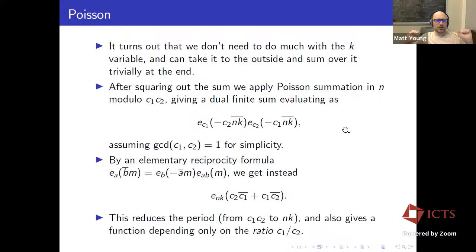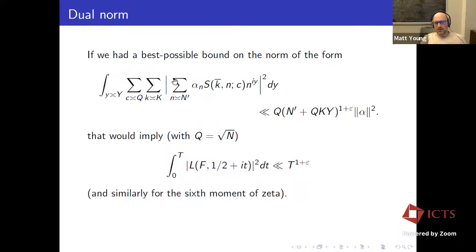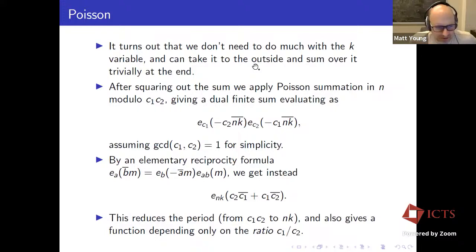Now, we did this Poisson summation in K, and we have this K on the outside. After we do it like this, there's very little we can do with K, so we're just going to take it to the outside, although we did try to squeeze out some cancellation in the K variable as much as we could. After you square out the sum and apply Poisson summation, mod C1, C2, you can evaluate the sum exactly. It's quite nice, and at least in the case where C1 and C2 are relatively prime, you end up with this product of additive characters with inverses. This is just a fun calculation, and you can use the standard additive reciprocity formula that lets you switch the modulus.